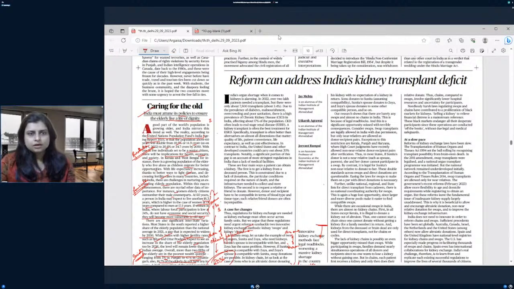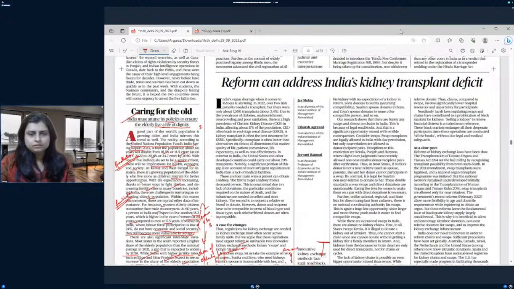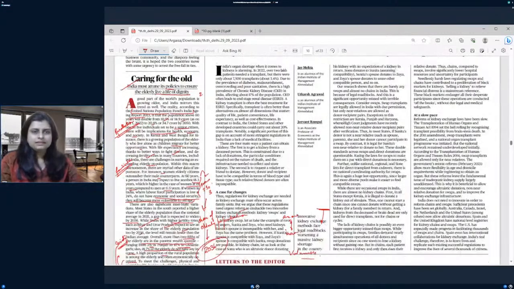So, India's organ shortage. India's organ shortage when it comes to kidney is alarming. In 2022, over 2 lakh patients needed a transplant, but there were only about 7,500 transplants, which was about 3.4%. Now, due to the prevalence of diabetes, malnourishment, overcrowding, and poor sanitation, there is a high prevalence of chronic kidney diseases.